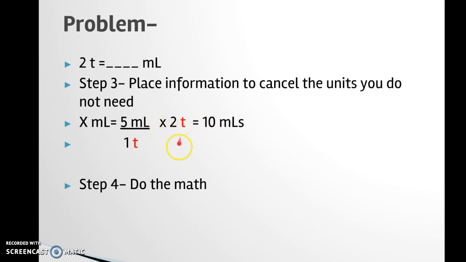You can have an underline and a 1 underneath if you want to. I don't, but if you want to do that, that's fine. Either way, it's understood there's a 1 there. So we're going to cross out our teaspoons. With the teaspoons gone, we're left with milliliters, which is what we're looking for. We take 5 times 2, and it equals 10 mils. So 2 teaspoons is 10 mils. Seeing how we do this, we always just look for what we need, look for what we know, and then try to have our conversions.